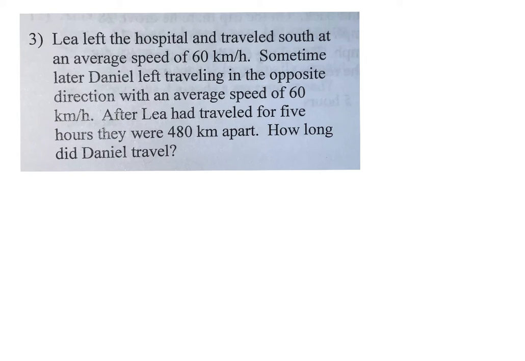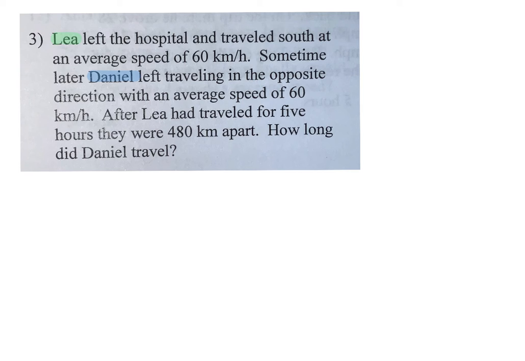All right, so this one says Leah left the hospital and traveled south at an average speed of 60 kilometers per hour. Sometime later, Daniel left traveling in the opposite direction. I will say sometimes instead of saying the word opposite direction, they could say north. Okay, and so just pay attention to if they're telling you that it is an opposite direction. Average speed of 60 kilometers per hour. After Leah had traveled for 5 hours, they were 480 kilometers apart. How long did Daniel travel? All right, so the two people that we have here, we have Leah and we have Daniel.